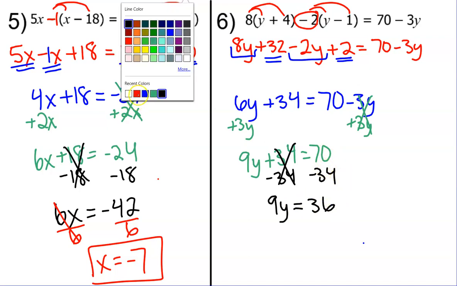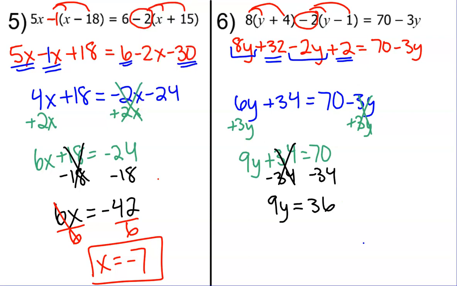And then our final step, because y is still not by itself, it's being multiplied by 9. So to undo it, I got to divide by 9. And we get y is equal to positive 4. All right, and again, you could plug that in for all of your y's, and you should get the same number equal to itself.